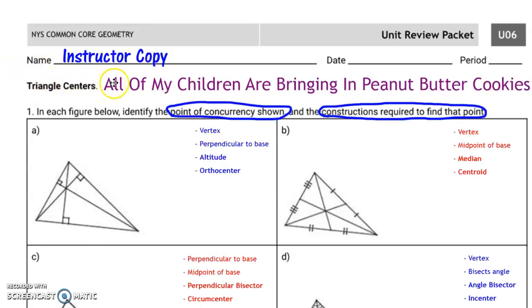Okay, for the first couple of questions, you needed to remember the mnemonic device, all of my children are bringing in peanut butter cookies. This mnemonic device helps you remember that altitudes and orthocenters correspond to each other, medians and centroids correspond to each other, AB stands for angle bisectors, and IN stands for incenters, angle bisectors and incenters, and then finally PB stands for perpendicular bisectors, and C stands for circumcenters.